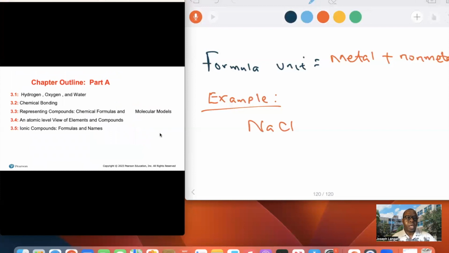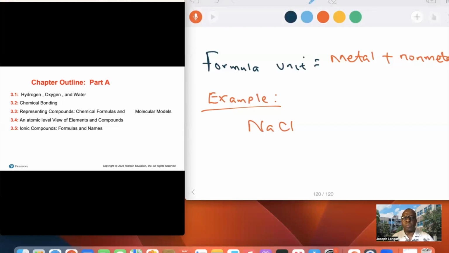Now, this is the chapter outline. For part A, we will look at the hydrogen, oxygen, and water molecule. In section 3.2, we will look at the different types of chemical bonds, ionic bond, covalent bond, and metallic bond, just briefly. In section 3.3, we will look at how to represent chemical formulas and molecular models.